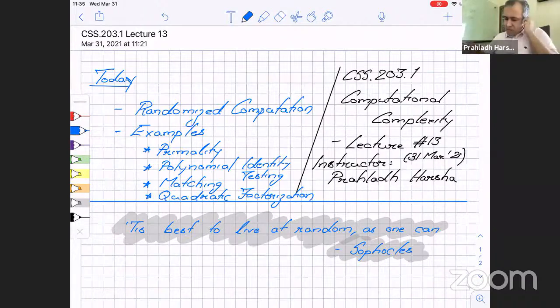Let's get started. Today we will introduce a new model of computation, randomized computation. So far in this course, we started off with defining the class. We wanted to understand the complexity of solving problems with respect to various resources. So we started off with defining the class P, which captured several of the interesting problems that we work with. And it was a very realistic model of computation.